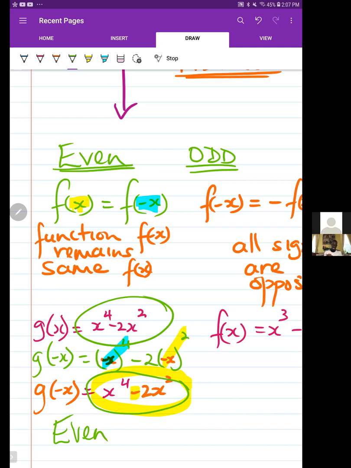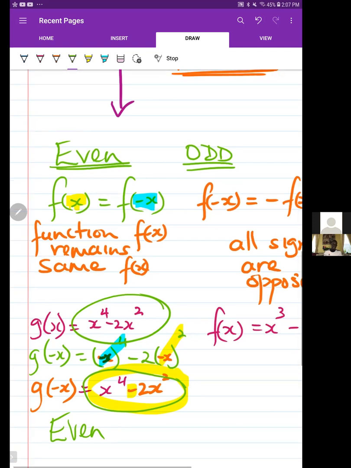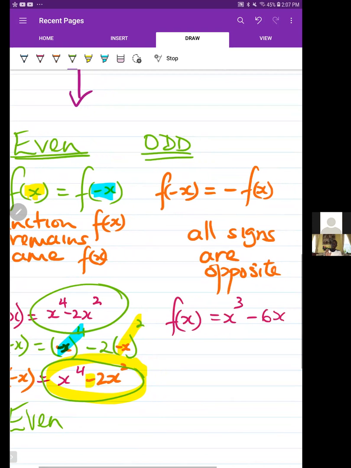All the signs remain the same. So it was a positive x to the fourth power, still a positive x to the fourth power. Was a negative 2x squared, still a negative 2x squared after I've input g of negative x, confirming it is an even function. If all the signs are opposite of what they were originally, when you find f of negative x, then that says that it's an odd function.